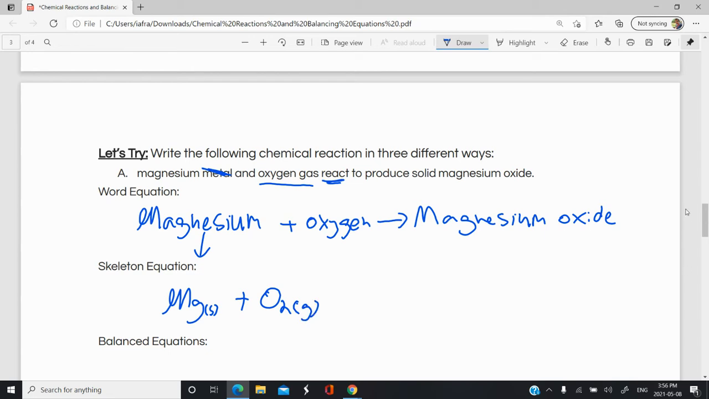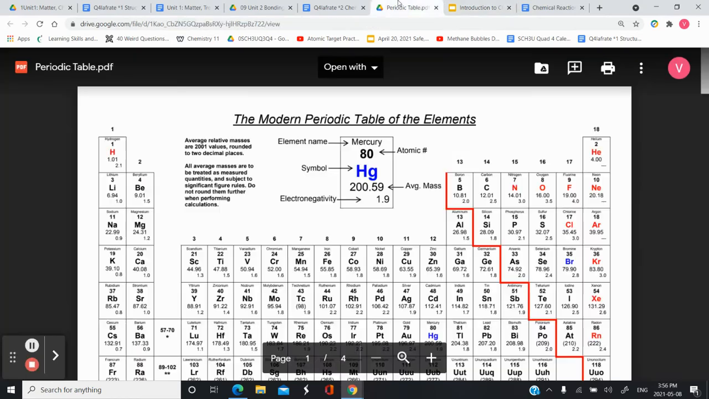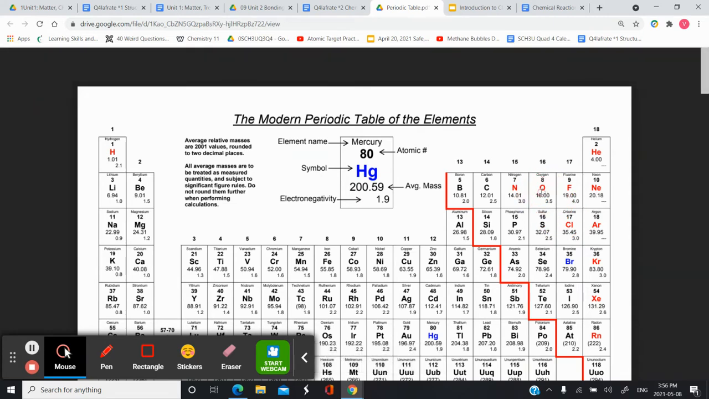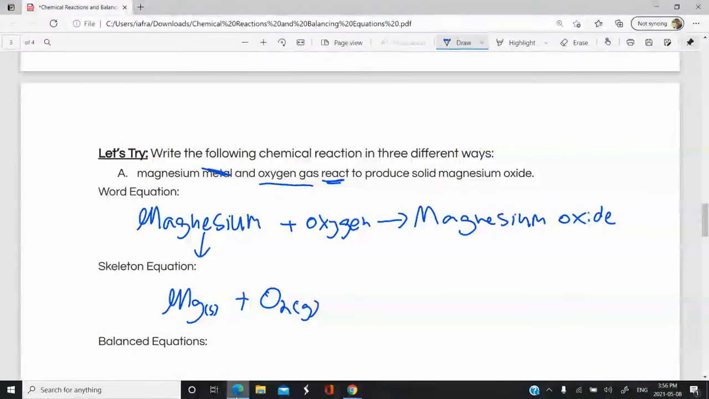So just to show you what I mean by the font again, in case you forgot, the font means the color of the way it's typed here. So red for oxygen, and then black for magnesium over here. Okay. And we're told that we produce some magnesium oxide.